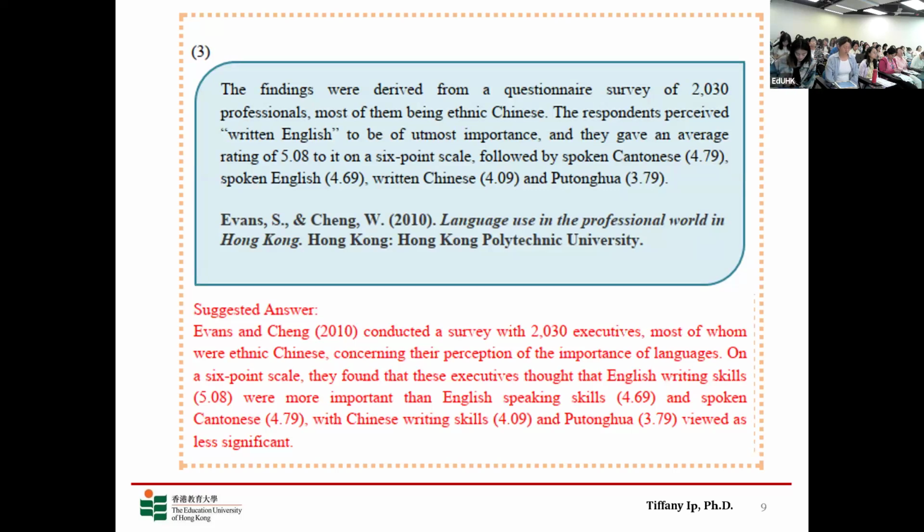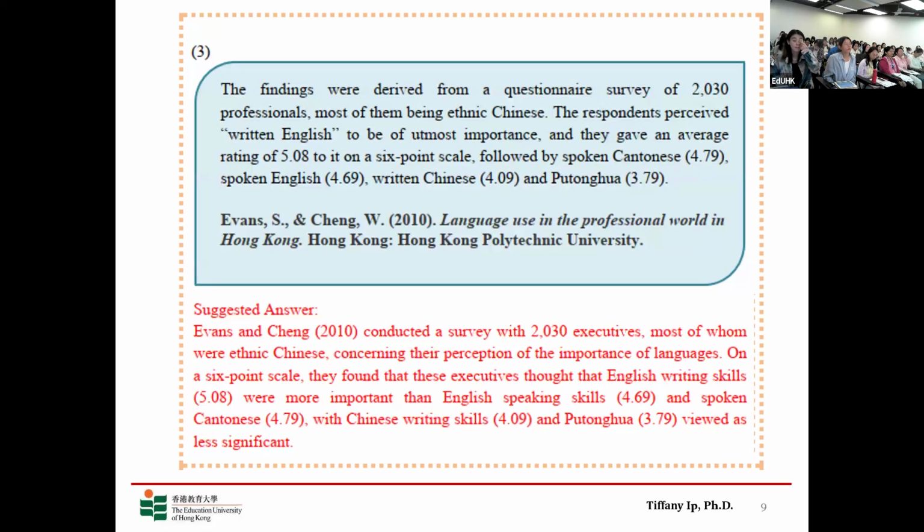So on a 6-point scale, you cannot skip this. The 6-point scale is a must, or you use another way to present it, because otherwise people don't know the numbers. What is meant by 5.08? What's the basis? So on a 6-point scale, they found that these people thought that English writing skills, we also change it a little bit. Of course, you can keep it as written English.